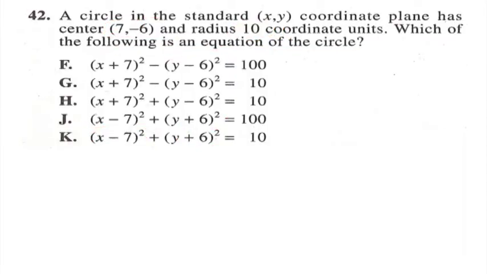We'll look at 42. It says a circle in a standard xy coordinate plane has the center at 7, -6, and a radius of 10 coordinate units. You should be getting pretty good at this. We scratch these 3 out. We're down to these 2. If I have a positive 7, it must be -7, making J the answer to 42.